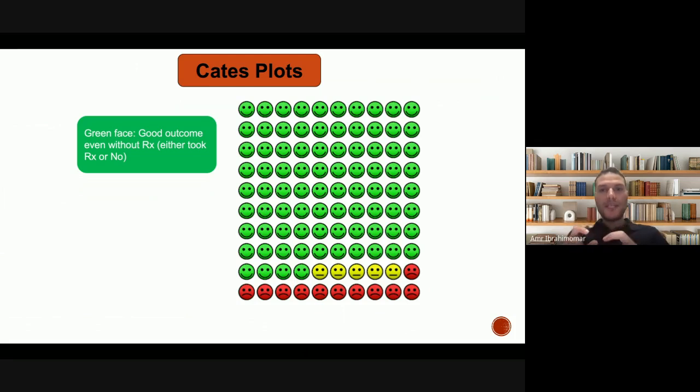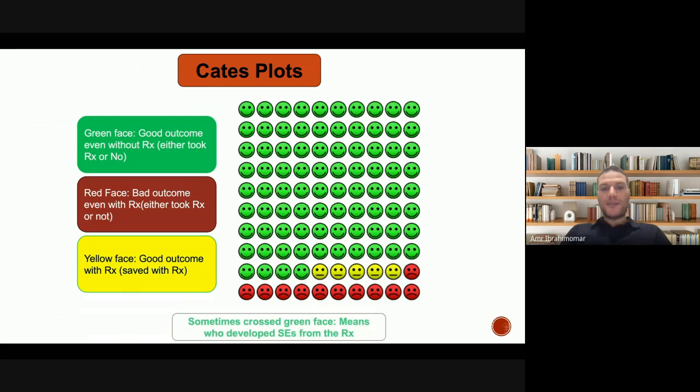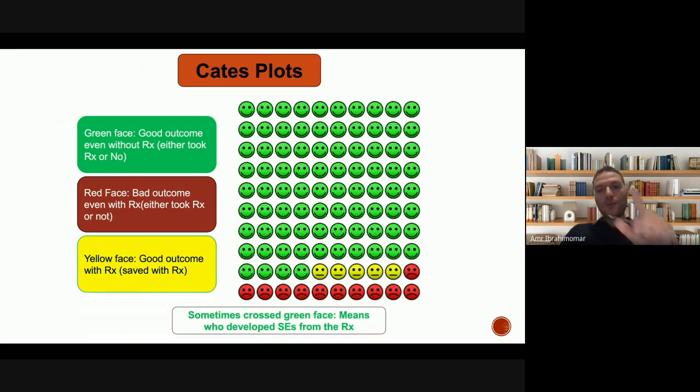Sometimes you will have green faces, and the green face will have a cross on it. That means these people had a side effect from the medication. We will need these green faces with a cross to calculate the number needed to harm.